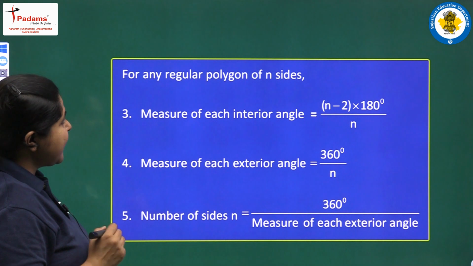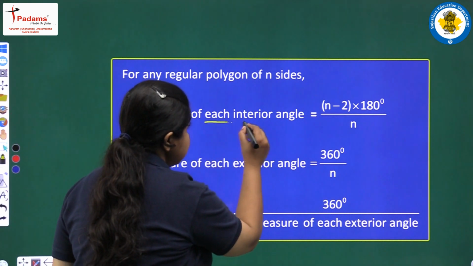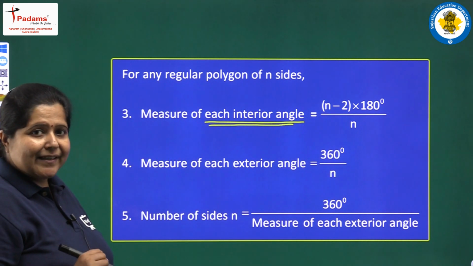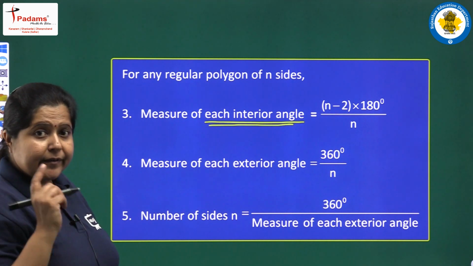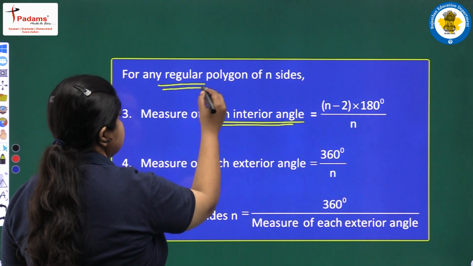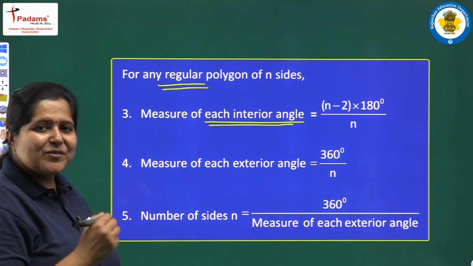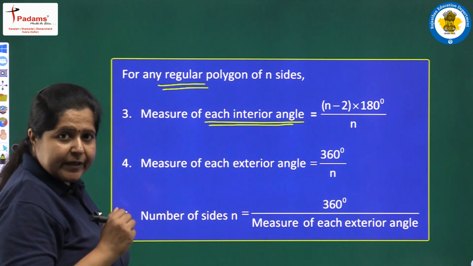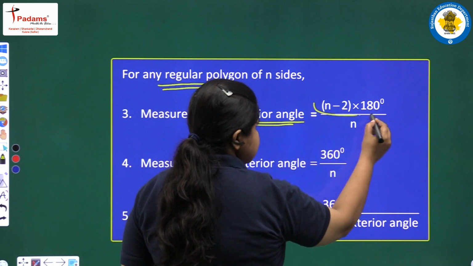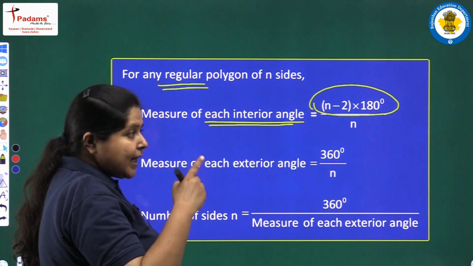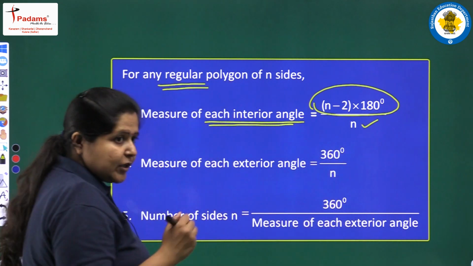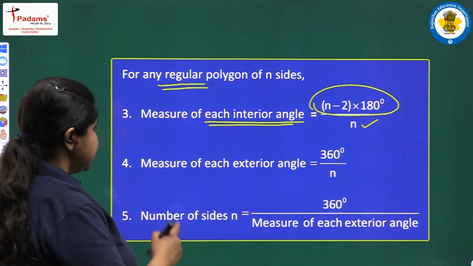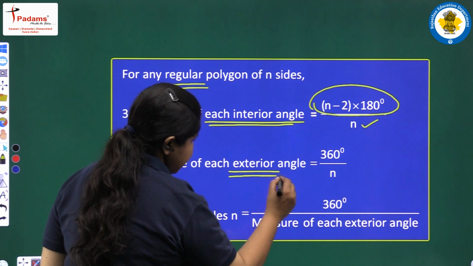For any regular polygon of n sides, the measure of each interior angle is equal to (n minus 2) into 180 degree upon n. Here we are taking a regular polygon, in which all the sides and all the angles will be equal. In the case of a regular polygon, each interior angle will be equal to the sum of the interior angles, which was (n minus 2) into 180 degree, upon n. When we divide it by the number of sides, we get the value of one single interior angle. Clear to you?